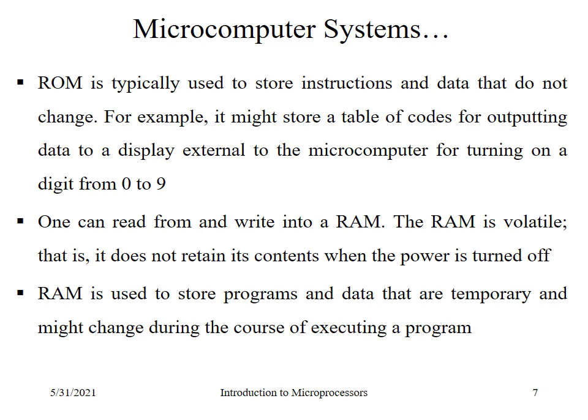We can read and write into RAM. RAM is volatile, which means the content of RAM will not be held, or it cannot be stored when the power is turned off. The RAM is used to store programs and data that are temporary and might change during the course of the executing of the program.